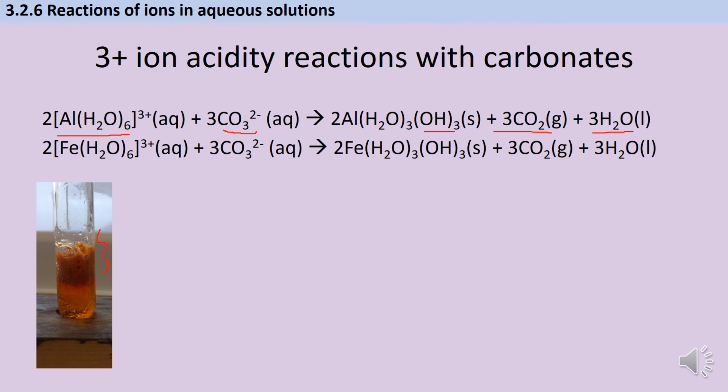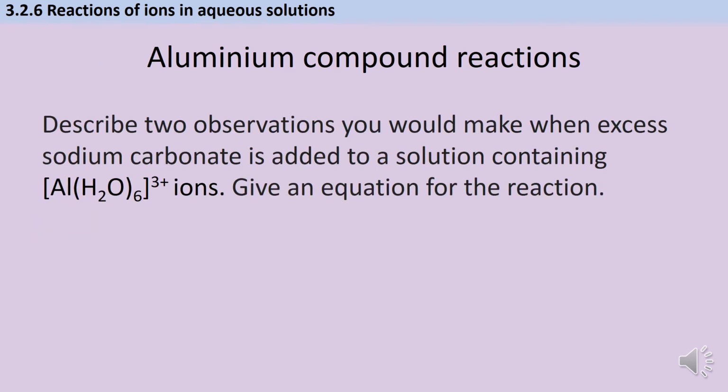So for aluminium this is going to be white, and for iron this is going to be this sort of orangey rusty brown here. Here's another exam type question. Describe 2 observations that you would make when excess sodium carbonate is added to a solution that contains hexaaqua aluminium 3+ ions, and give an equation for the reaction.